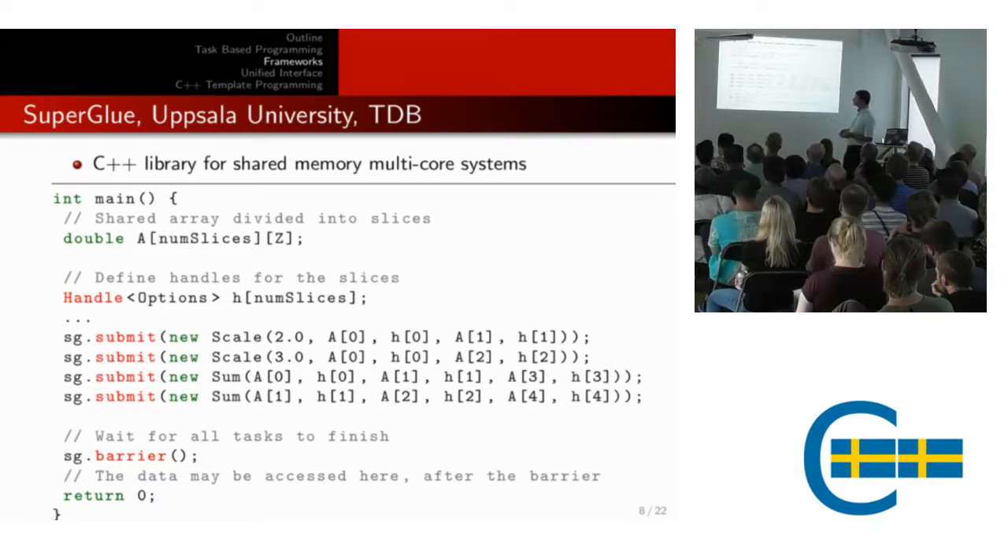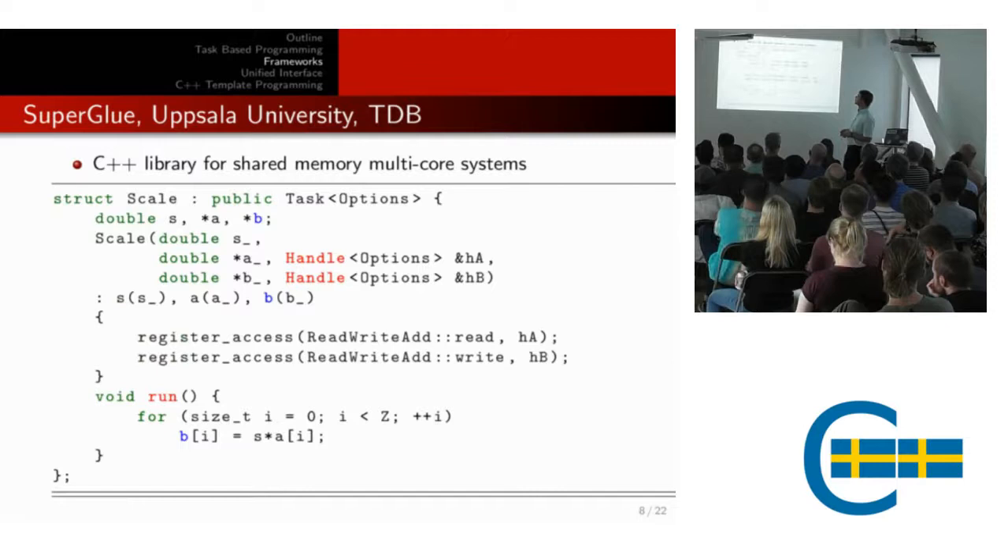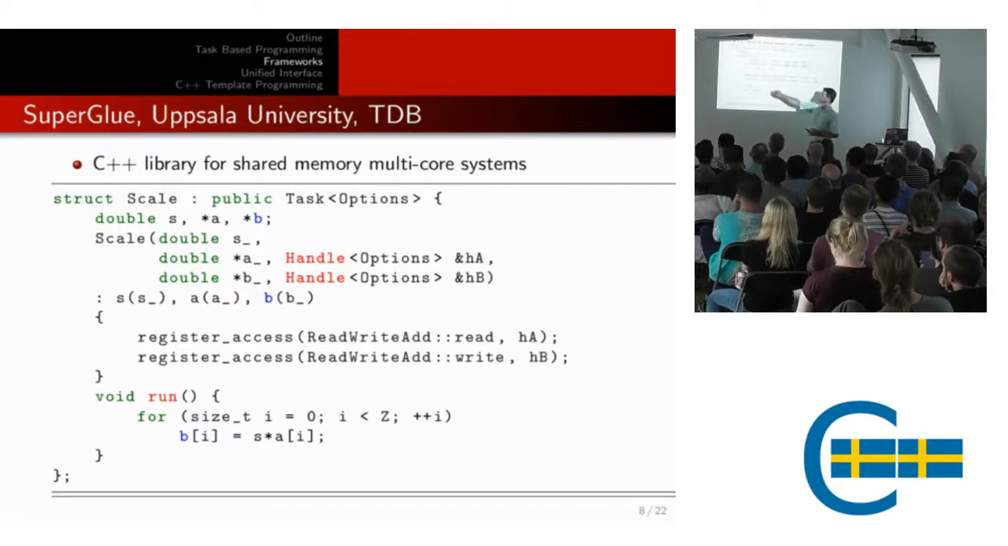So it is very similar to the other ones. And the scale task itself is inherited from task. And the constructor receives some pointers to doubles and also references to handle data types. And here the API from the SuperGLUE registers the access to handle A as a read or handle B as a write.